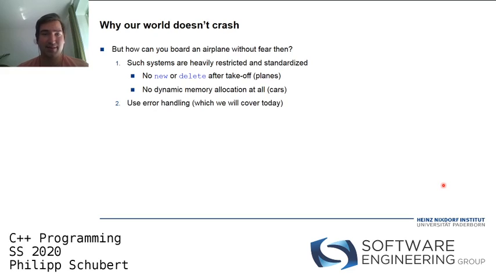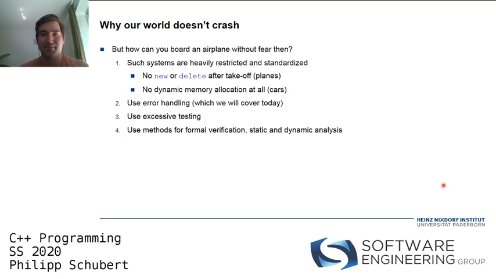So you can use error handling, of course, which we will cover today, to detect and communicate errors in your program. Also, for critical software, please use excessive testing. So write unit tests, write module tests, write integration tests. Software needs to be tested. And if you start writing tests, you will always find errors. I can assure you that from my experience. Even if you thought everything works perfectly fine, you will find some errors if you start writing unit tests, for instance. You can also try to use methods for formal verification, and you can also use static and dynamic analyses.